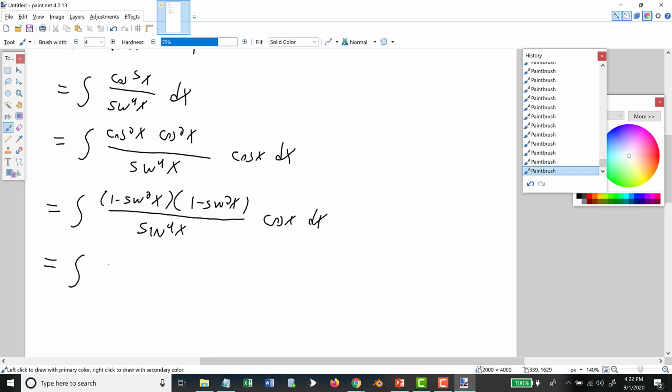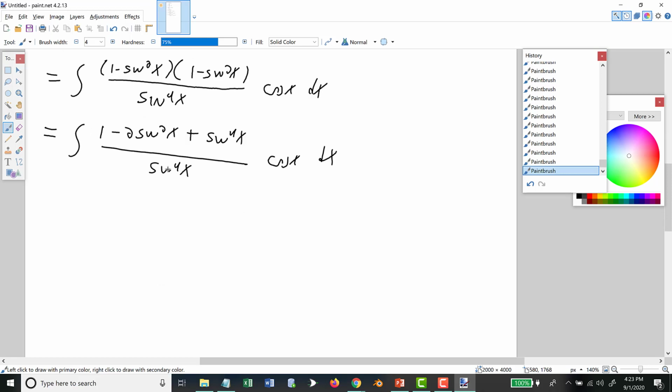1 times 1 is 1. 1 times negative sine squared is negative sine squared. Negative sine squared times 1 is negative sine squared, so that's negative 2 sine squared. Negative times negative is positive. Sine squared times sine squared is sine to the fourth, over sine to the fourth cosine dx.